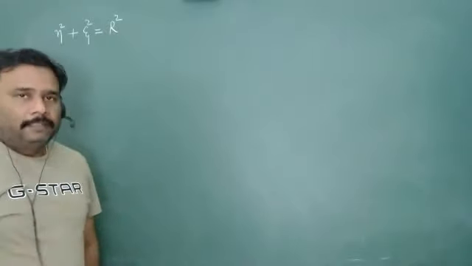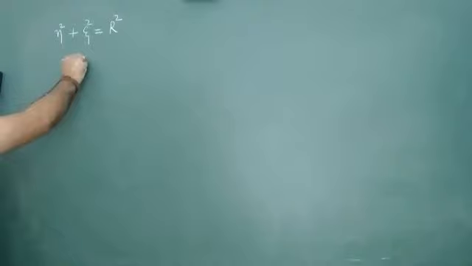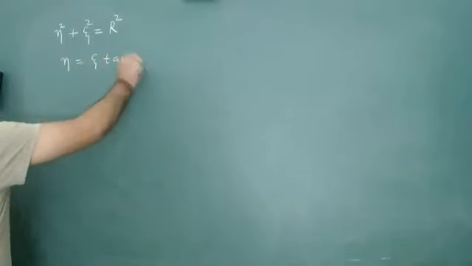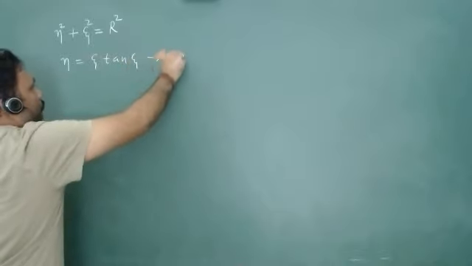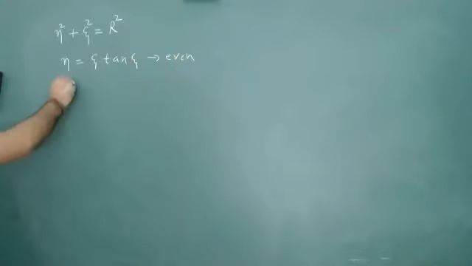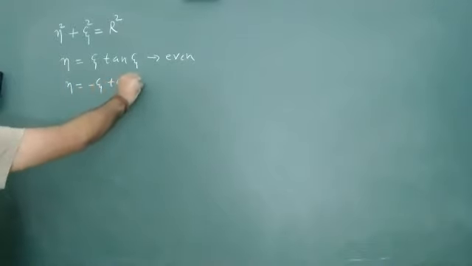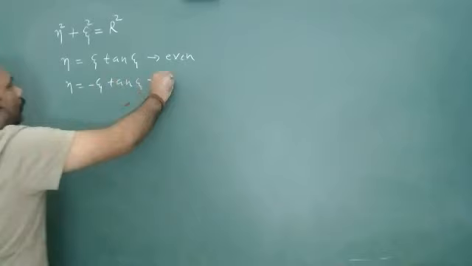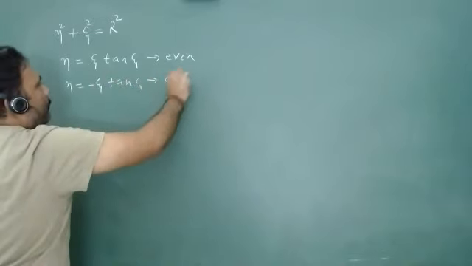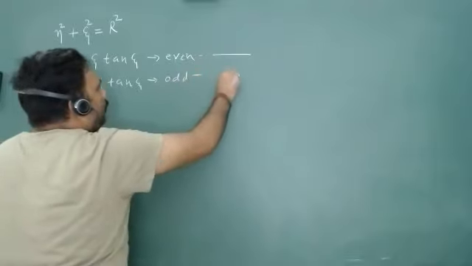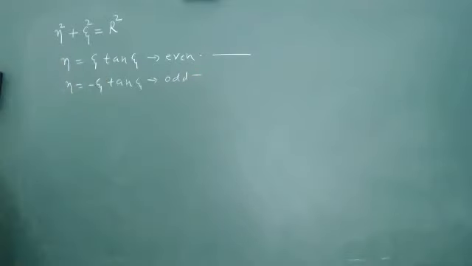What is the second thing? We have one boundary condition: eta is equal to xi tan xi. This is for the even case. And next one, eta is equal to minus xi tan xi. This is for the odd case. So for the even case, I will take the solid line. For the odd case, I will take the dotted line.